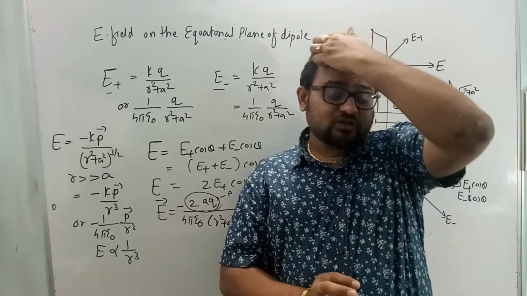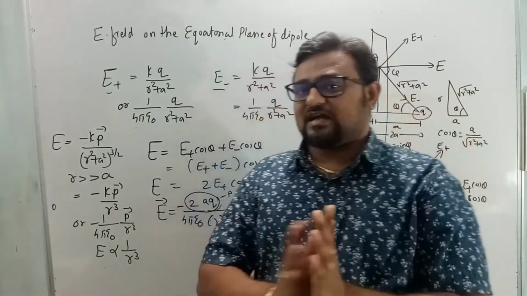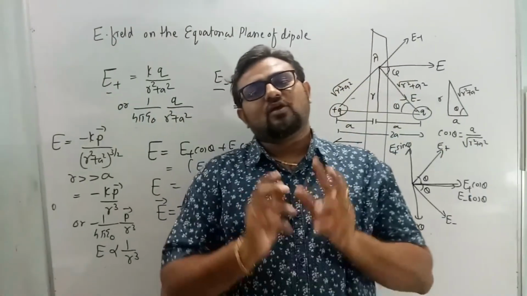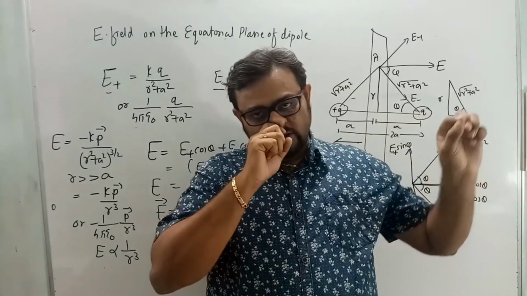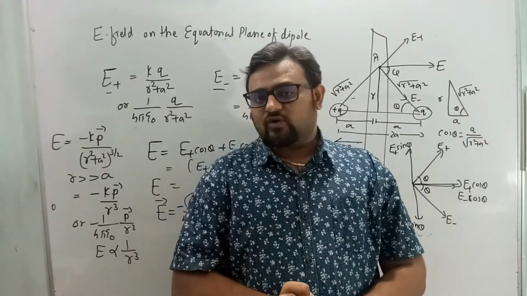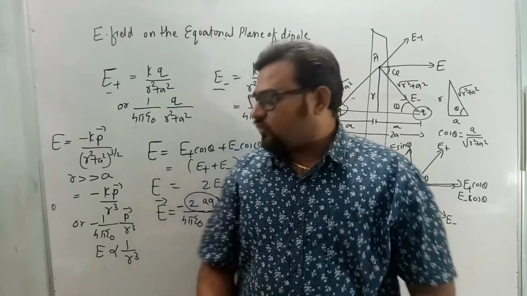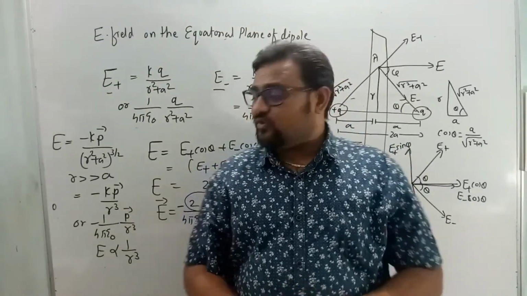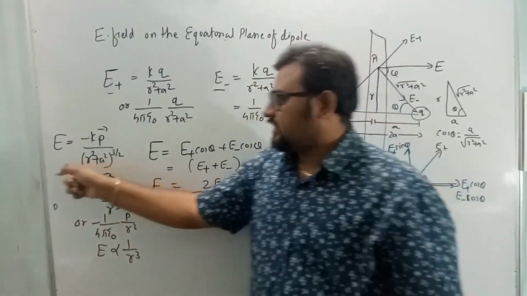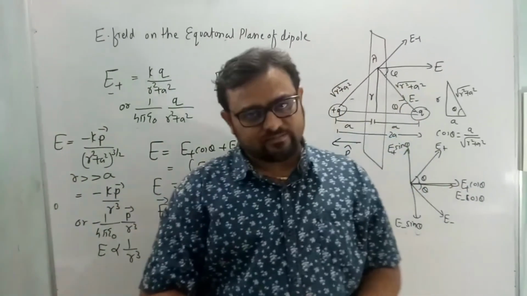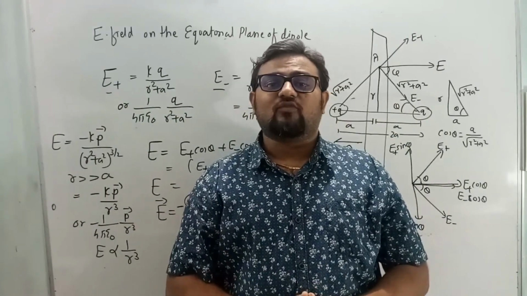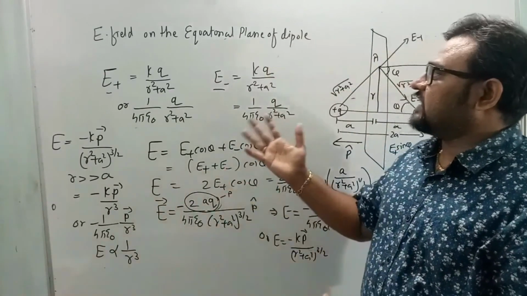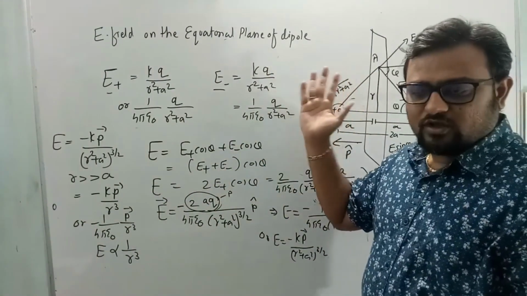Clear? So if an MCQ is asked that the electric field of a dipole falls as dash on the equatorial plane, then you cannot write 1 by r cube, because that is the situation when you are taking r much larger than a. You can't say unless you know where the point is located. So this was about the electric field on the equatorial plane of a dipole.